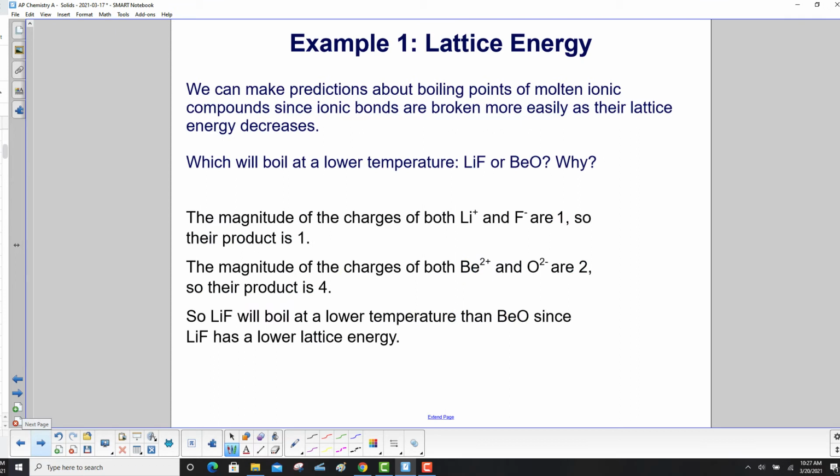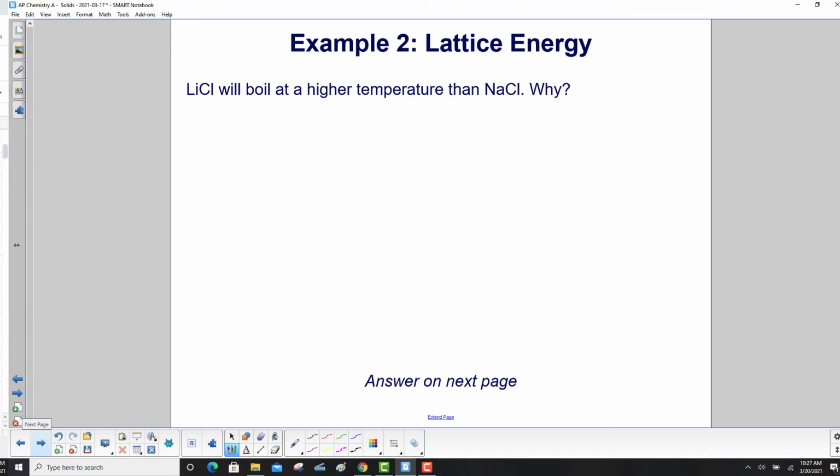The magnitude of the charges on both lithium and fluoride are 1, so their product is 1. The magnitude of the charges on both beryllium and oxygen are 2, so their product is 4. Lithium fluoride will boil at a lower temperature than beryllium oxide since lithium fluoride has a lower lattice energy. Lithium chloride will boil at a higher temperature than sodium chloride.